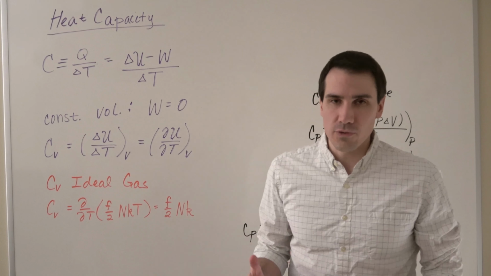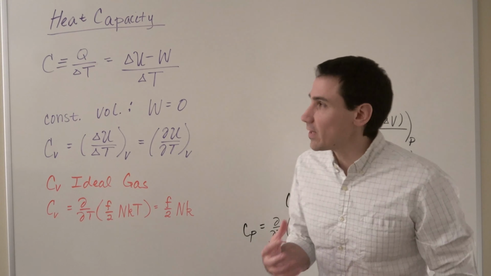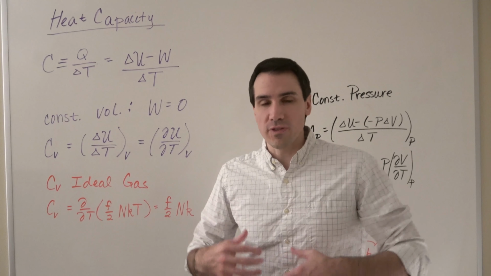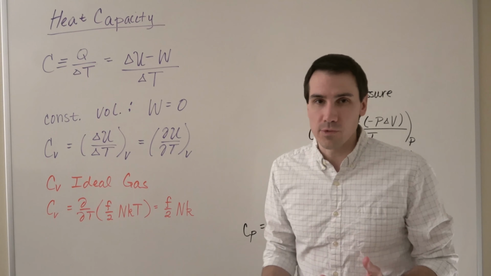In this video, we're going to introduce the idea of heat capacity. Heat capacity is defined as the ratio of the amount of heat added to an object divided by the change in temperature of that object. So it basically tells you how much heat you need to add to a system in order to raise its temperature by a set amount. So we write this as Q over delta T.